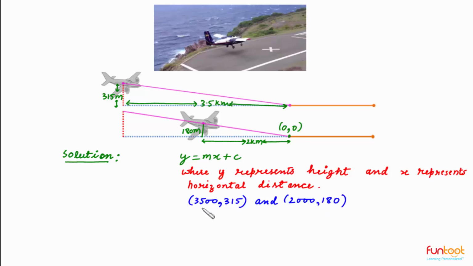First we'll put this solution pair in y = mx + c. In place of y we'll write 315, so 315 = m × 3500 + c. We can call this equation 1. Then we'll put the second solution pair. Here y is 180, so in place of y we write 180 = m × 2000 + c. Call this equation 2.